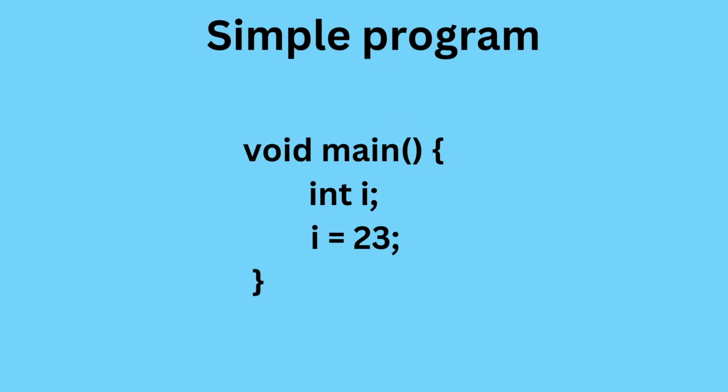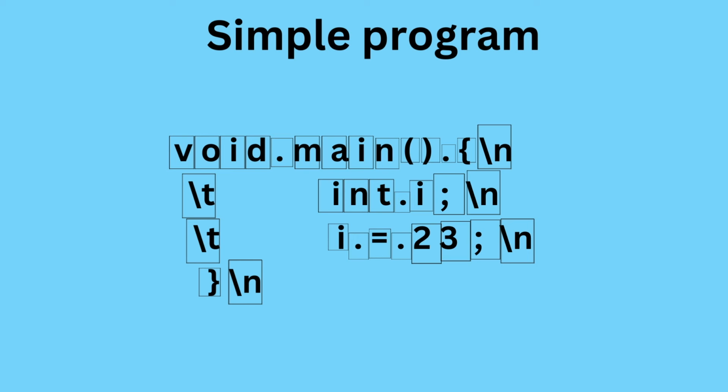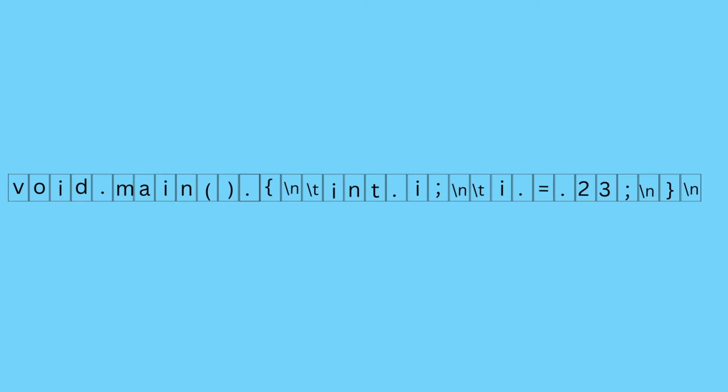So here we have a very simple program, and what we have done is we have declared a variable of type integer and called it i, and we have also initialized it with the value of 23. Now this program exists simply as source code, and it may look like it has some kind of structure, but for the computer it is simply a meaningless sequence of characters. Or to put it simply, it is just text.